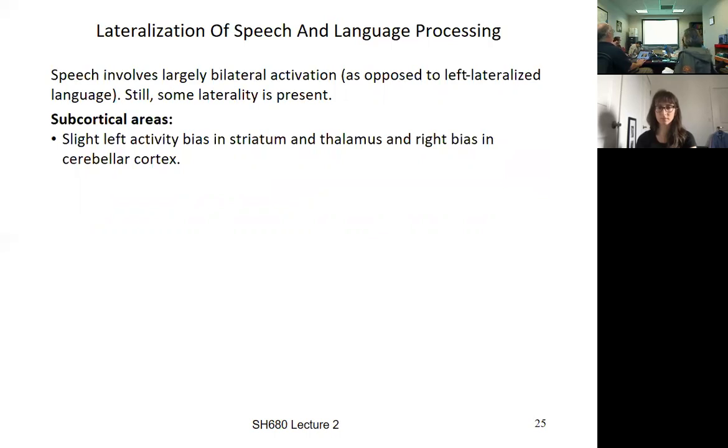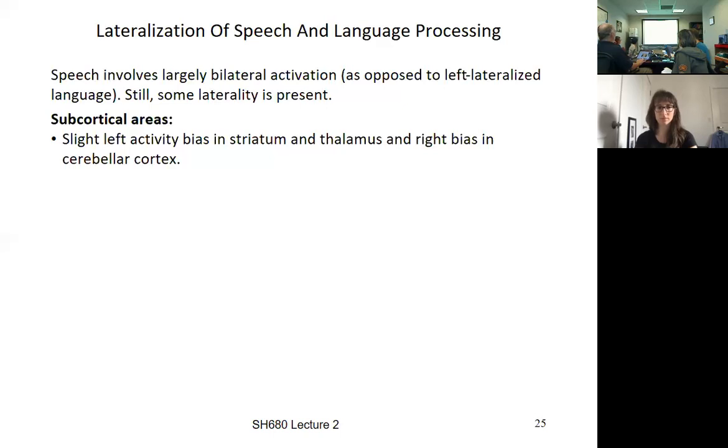Lateralization of speech and language processing. To a first order approximation, you can think of language as being left lateralized and speech being more bilateral. But there are a lot of little exceptions here. The premotor cortex, for example, which is more speechy than languagey, is left lateralized. The strongest lateralization you see is in left lateralized prefrontal cortex, so inferior frontal gyrus, those areas.